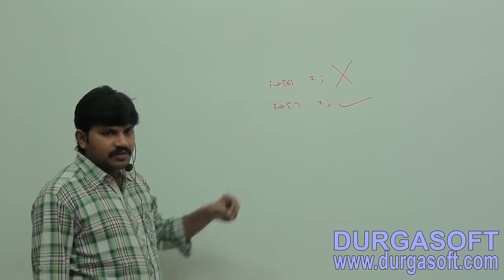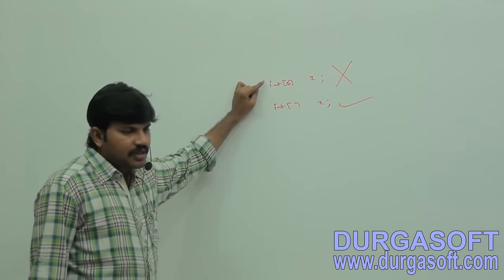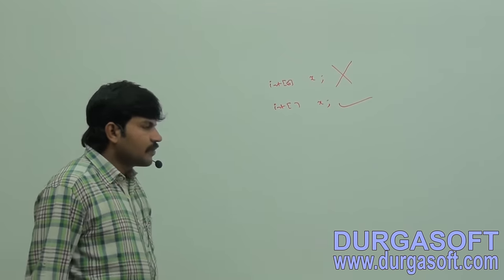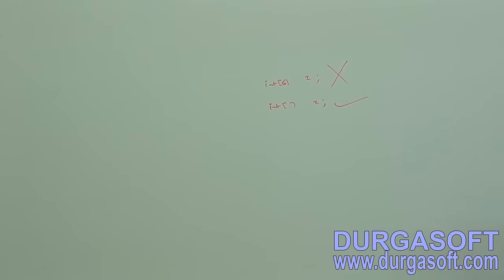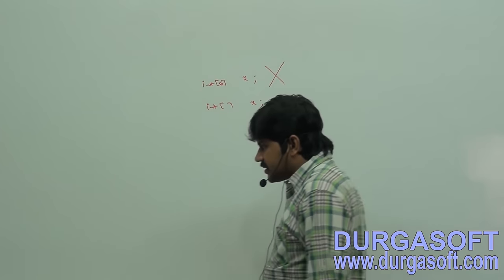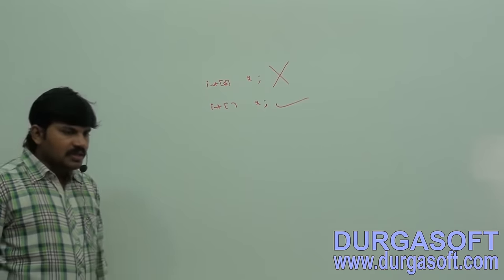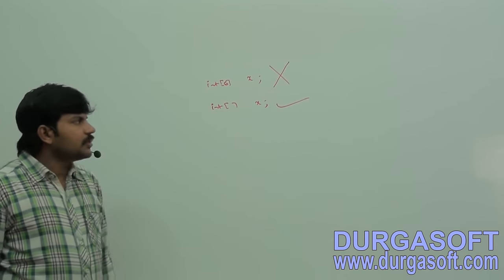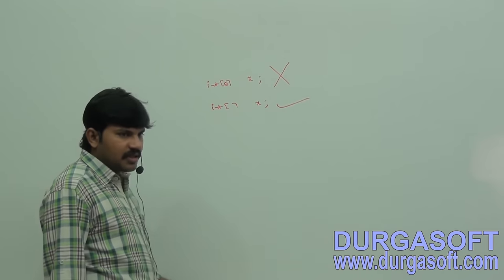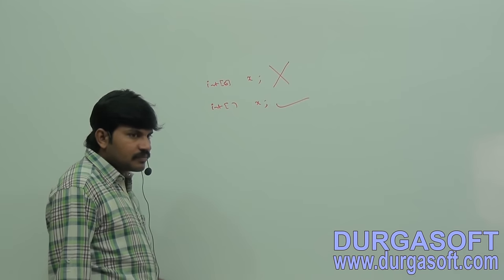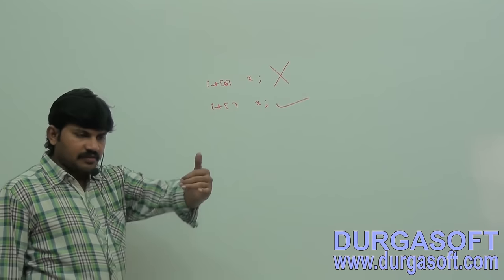Okay, take this one. It's a very important conclusion. Int array of 6 x is invalid, but int array x itself is valid. I hope it's clear, right? So this is how to declare a one dimensional array. Are you getting? Next up.